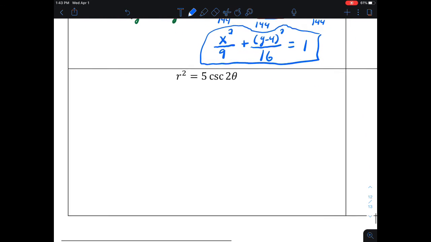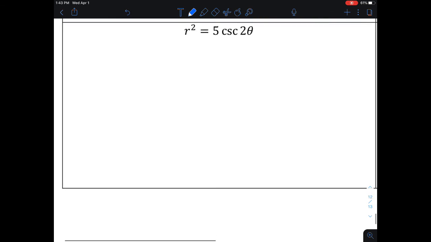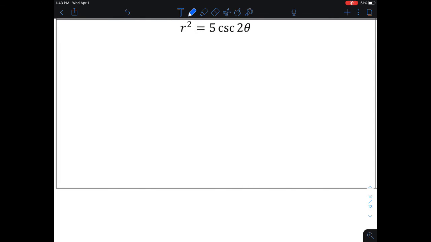Okay, let's go on down here to this next one. We want to get this written in terms of x's and y's. We have r squared equals 5 cosecant of 2 times theta. None of my conversion formulas are in terms of multiple angles. They're all r cosine theta or r sine theta. So I have to do some work here, since we don't have a double angle formula for cosecant. I would need to rewrite the cosecant of 2 theta, and so my right side becomes 5 divided by sine of 2 theta.